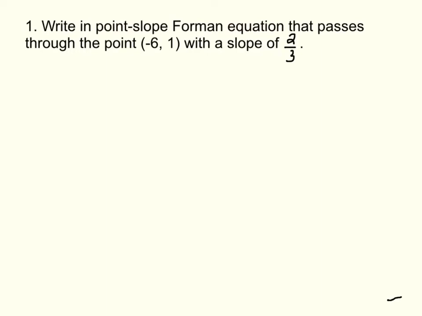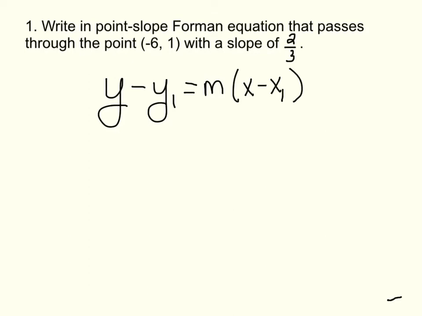Example number 1. Write in point-slope form an equation of the line that passes through the point negative 6, 1 with a slope of 2/3. This is so easy, you have no idea how easy this is. So we're going to use our formula. Y minus y sub 1 equals m times x minus x sub 1. All I'm going to do is plug in the two things. Your 2/3 is your m. That gets plugged in right here.